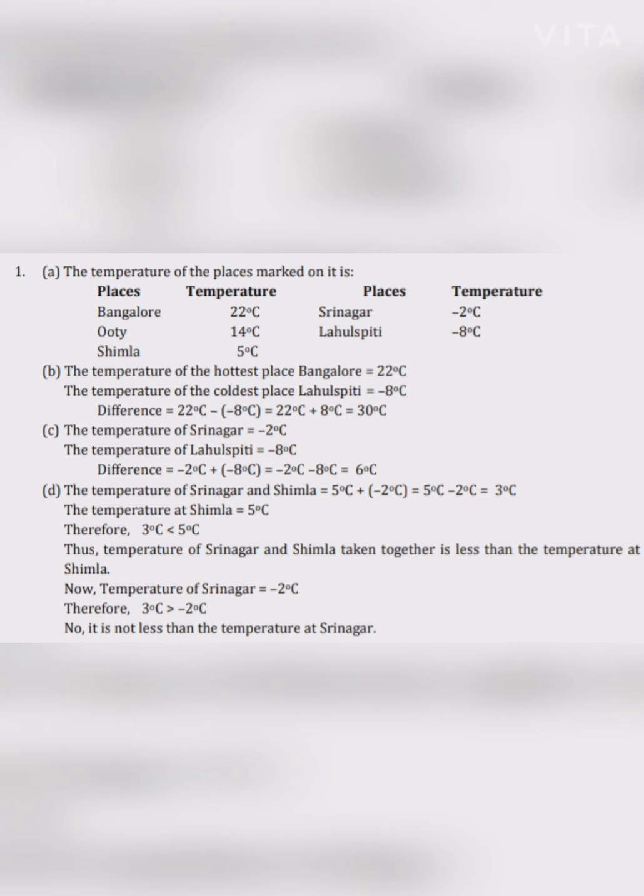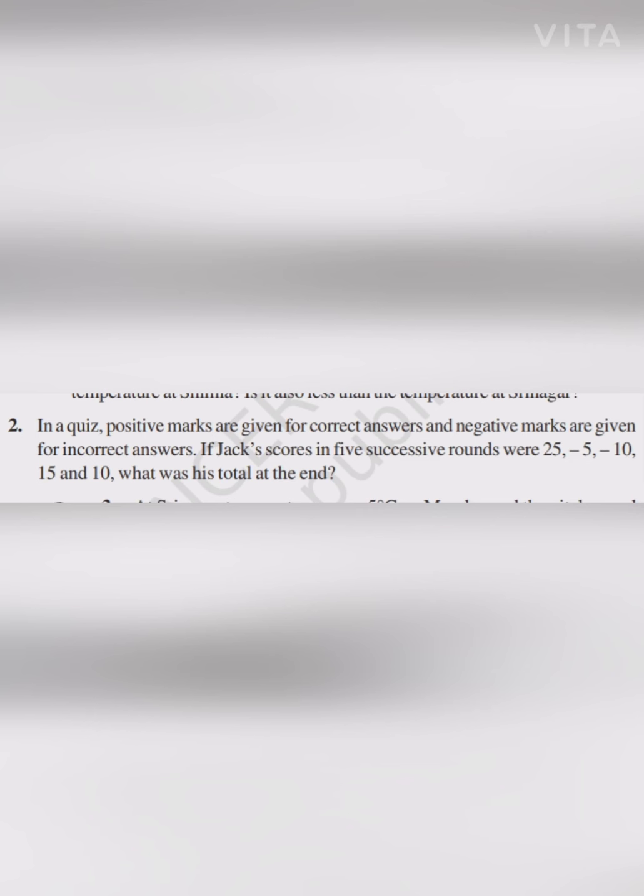Till here we complete our first question. And we will start our second question. Jack, in a quiz, positive marks are given for correct answers and negative marks are given for incorrect answers. If Jack's scores in 5 successive rounds were 25, minus 5, minus 10, 15 and 10, what was the total at the end? In this question, we have to find the total score of Jack.